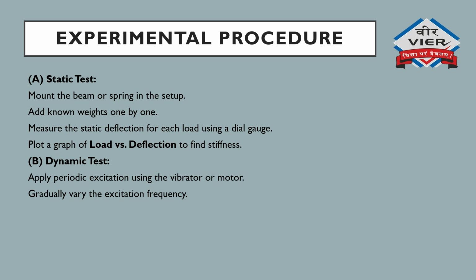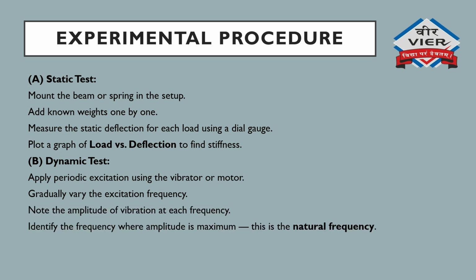Gradually vary the excitation frequency. Note the amplitude of vibration at each frequency. Identify the frequency where the amplitude is maximum. This is the natural frequency. Compare the experimental natural frequency with the theoretical value.